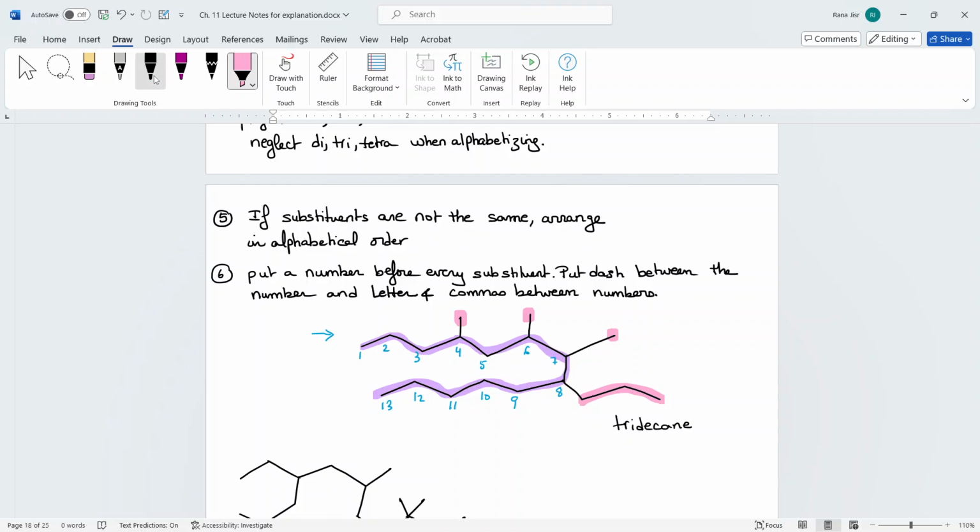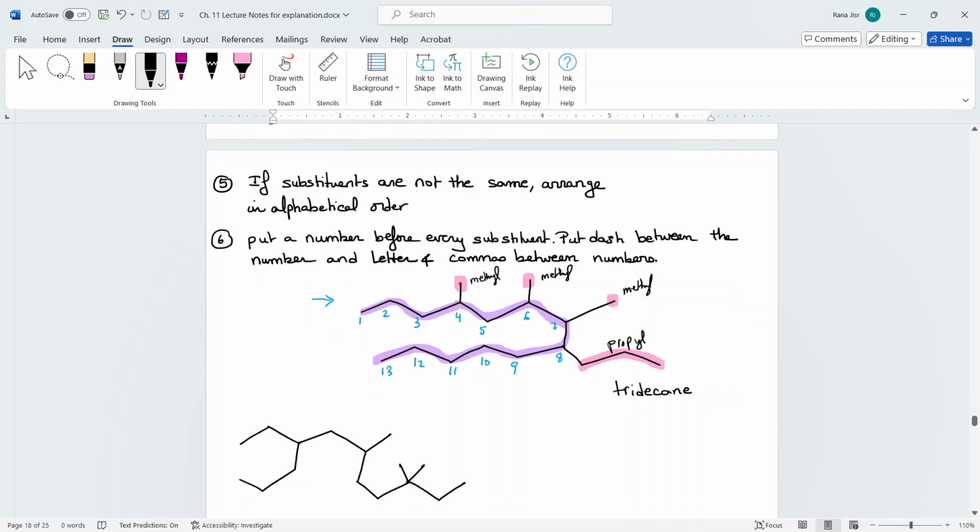So over here, I do have a trimethyl. Okay, so this one is going to be a methyl. This one is a methyl. And this one is a methyl. And this one is a propyl. I'm going to group all the methyls together, but you have to make sure to put a number for each one of them. So, and if I want to arrange in alphabetical order, the M comes basically before the P.